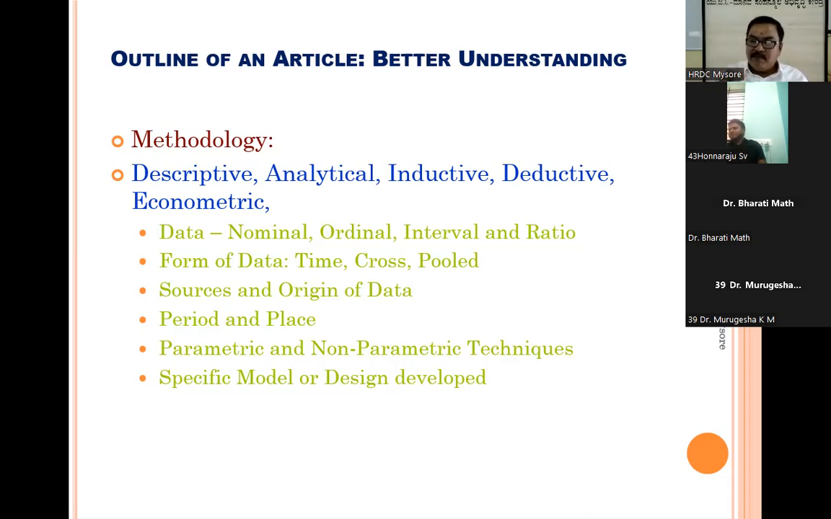If you are not doing your PhD, then don't go for the primary data. If you are able to get the primary data, okay. Otherwise, happily use the secondary data. Plenty of secondary data is available.